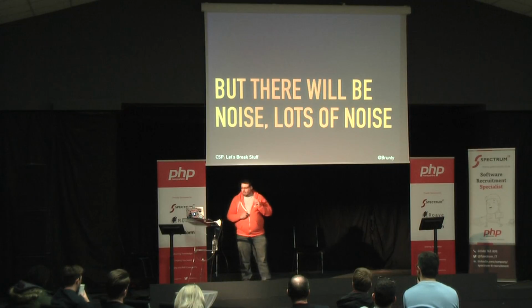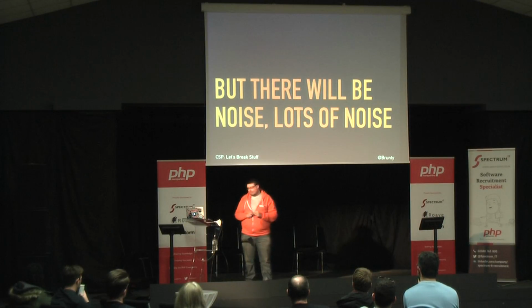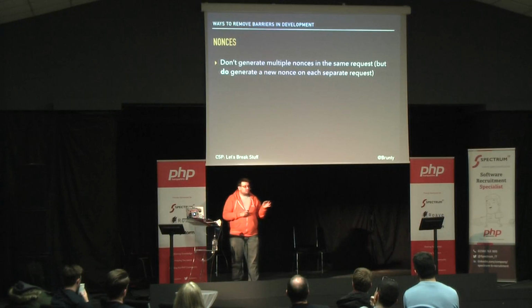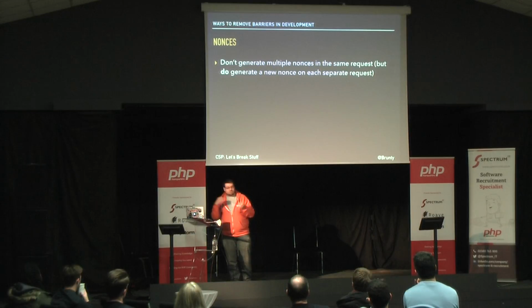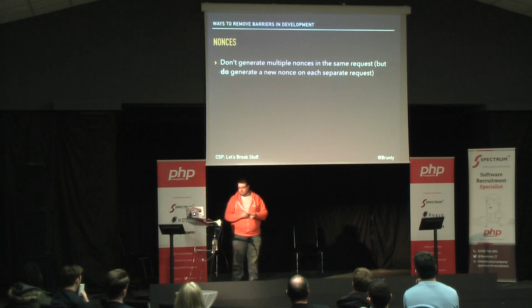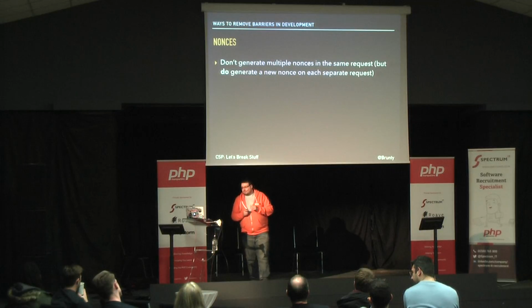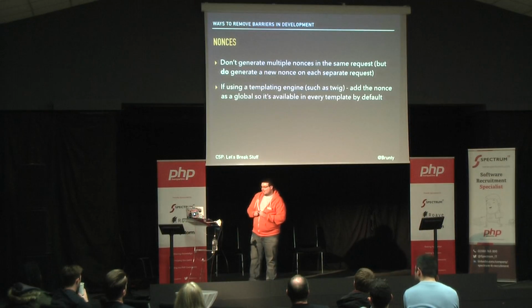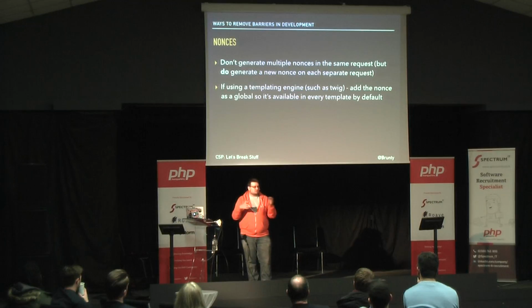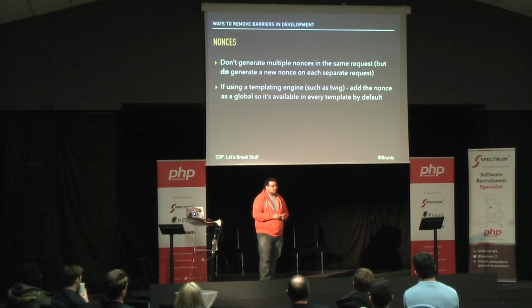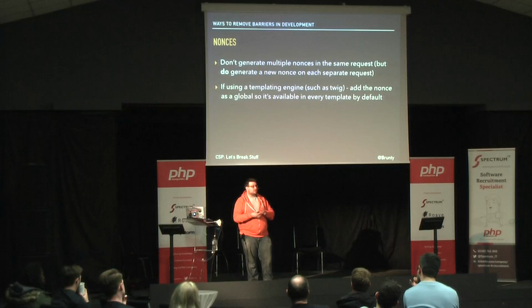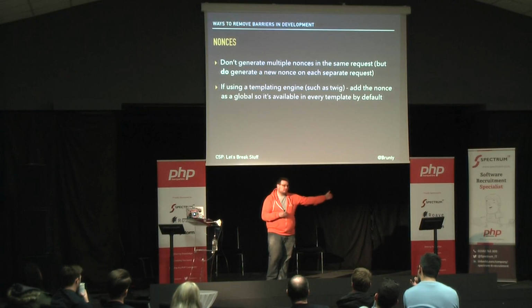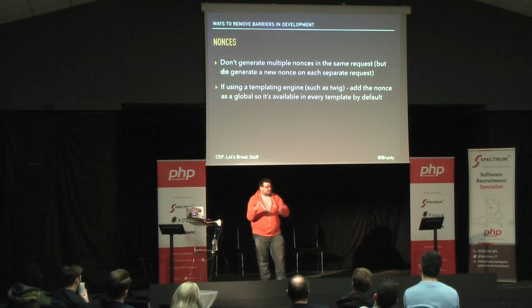So, previously I've mentioned nonces. With nonces, don't generate multiples of them in the same request, but generate a new one each request. These are sort of the next tips that I've got for you for implementation. This is just to make your life easier. If you're using a templating engine, like Twig or any of the others that are out there, I pretty much only use Twig exclusively, add the nonce as a global variable to your template. A lot of templating engines have a way to access variables as a global variable, so you don't have to assign it to every single template you use. That makes it easier to work with.